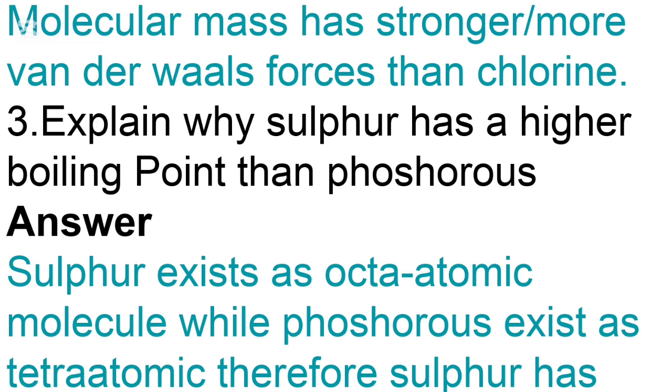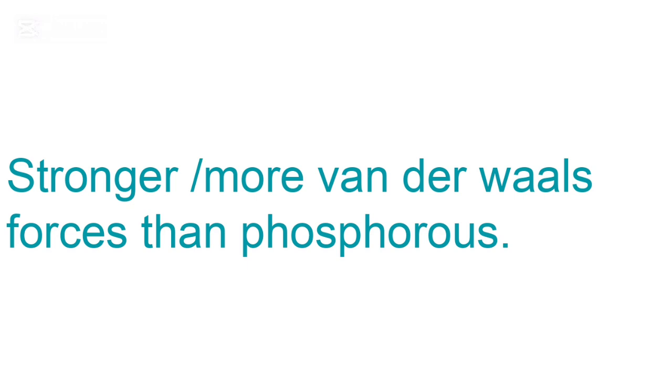Then question number 3. Explain why sulfur has a higher boiling point than phosphorus. So I've just told you that sulfur exists as octatomic molecules, that is S8, while phosphorus exists as tetraatomic, that is P4. Therefore, sulfur has stronger or more van der Waals forces than phosphorus because it's a large molecule.